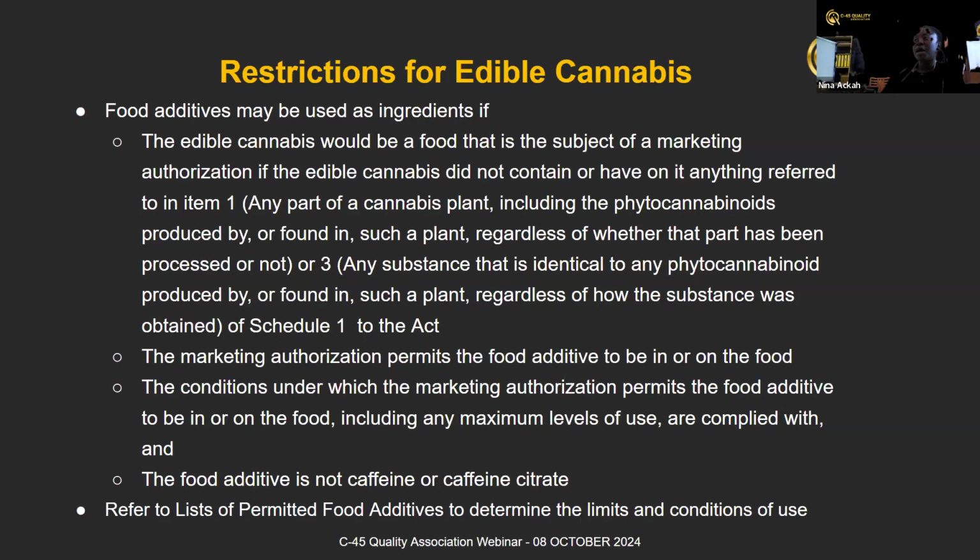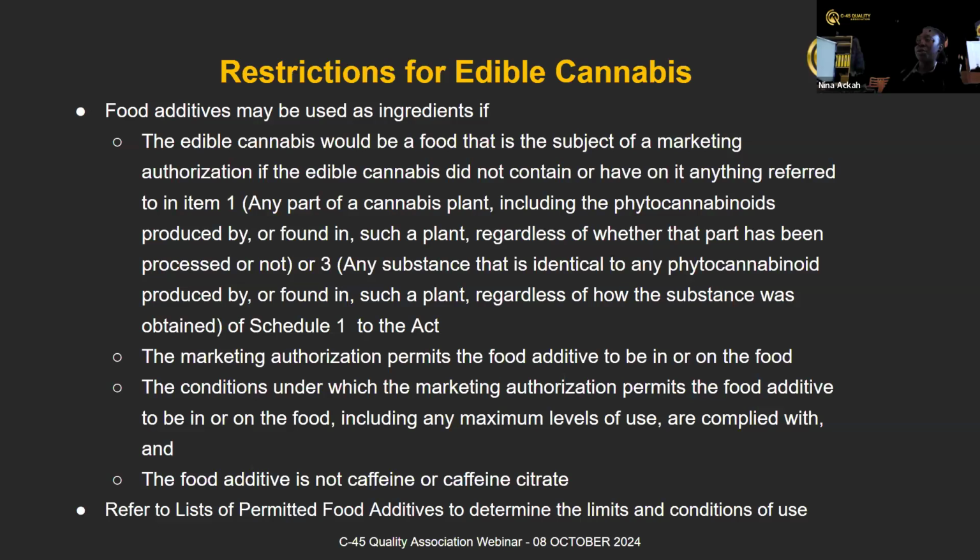And with the use of food additives, we have to make sure that if you are using food additives, they do not contain anything that is referred to in item 1 or 3 of Schedule 1 of the Cannabis Act. So item 1 is any part of a cannabis plant, including the phytocannabinoids produced by or found in such a plant, regardless of whether that part has been processed or not. And item 3 is any substance that is identical to any phytocannabinoids produced by or found in such a plant, regardless of how the substance was obtained.